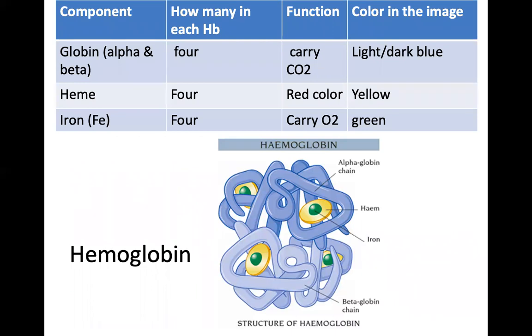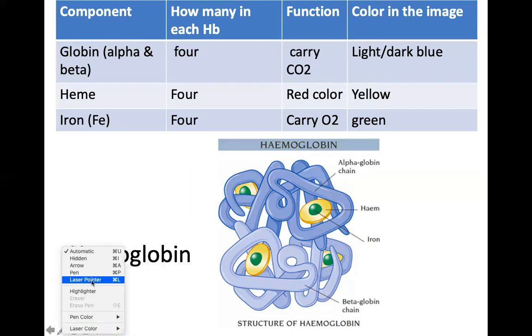So what is this hemoglobin? Hemoglobin is basically a protein that is essential in terms of carrying oxygen, mainly, and also has a secondary role in terms of carrying carbon dioxide. So let's take a look at the structure of the hemoglobin. What you see as a whole in this structure, that's a hemoglobin.